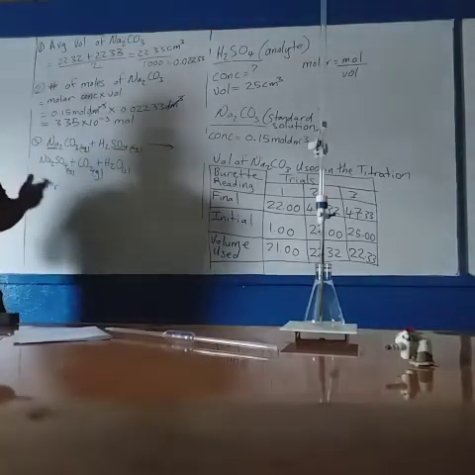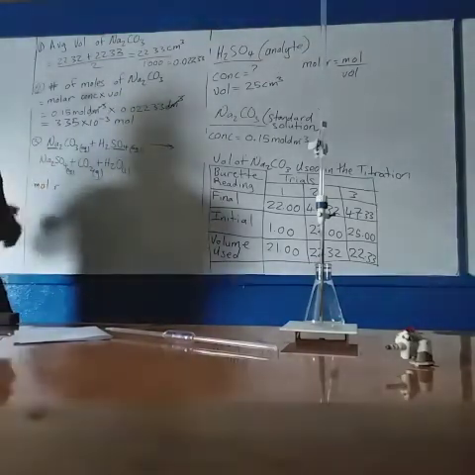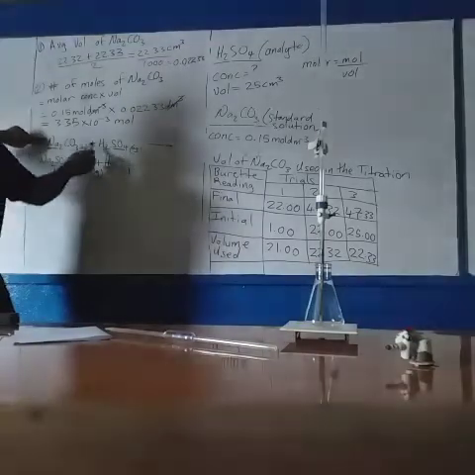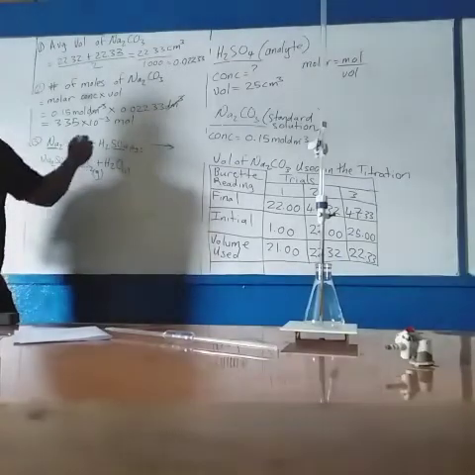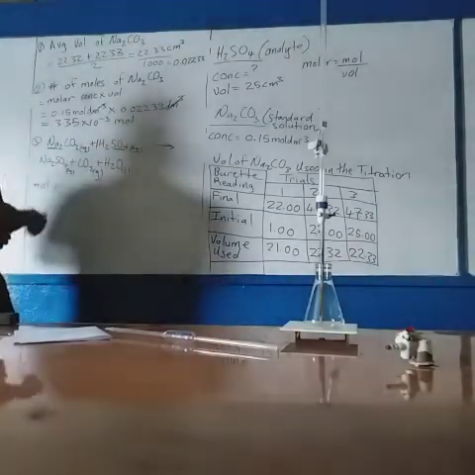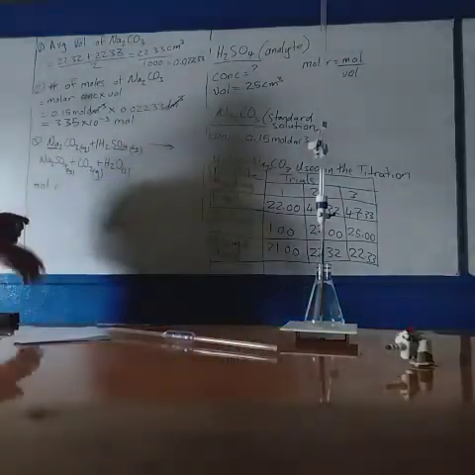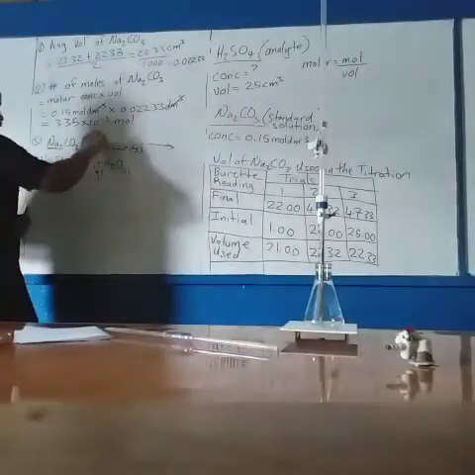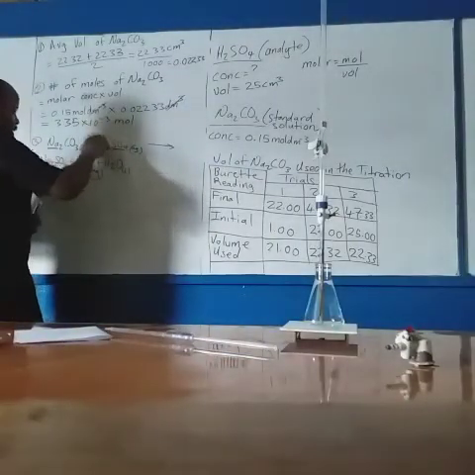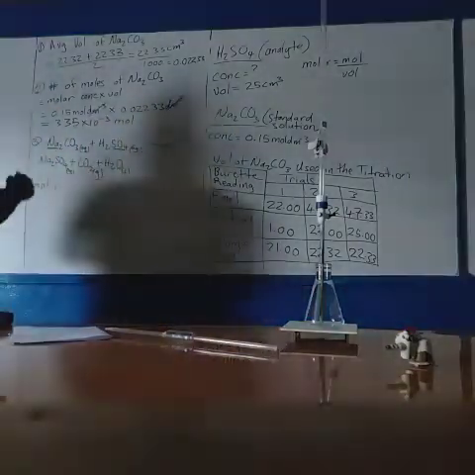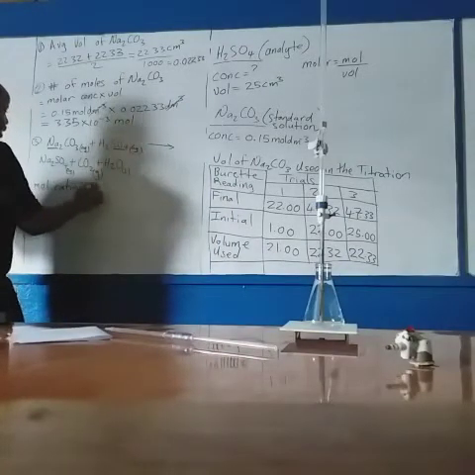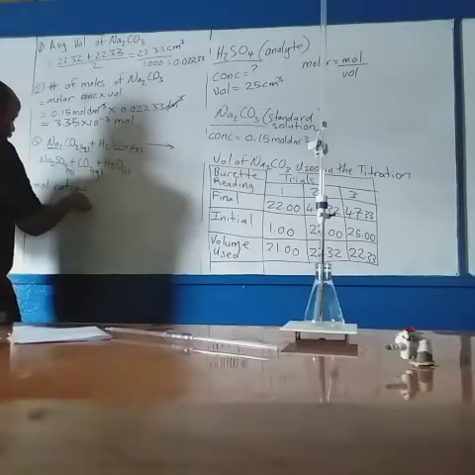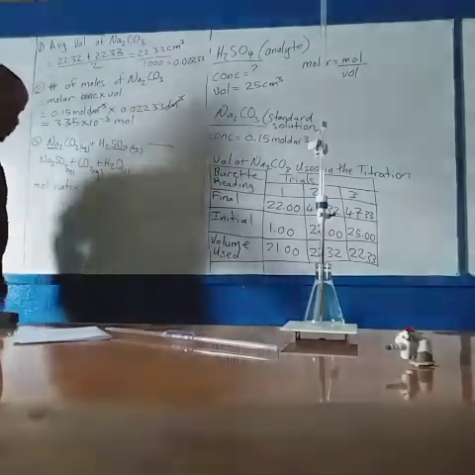Remember, when you're looking for moles from the equation, it is the number in front of each substance. If you don't see a number, it means that there is a 1 here. But we don't need to write a 1, only if it's 2 or more. So if you don't see any number, it's a 1. So the mole ratio between sodium carbonate and sulfuric acid is 1:1.